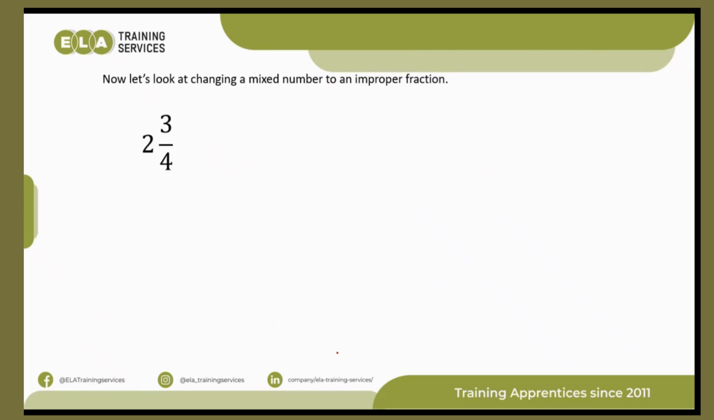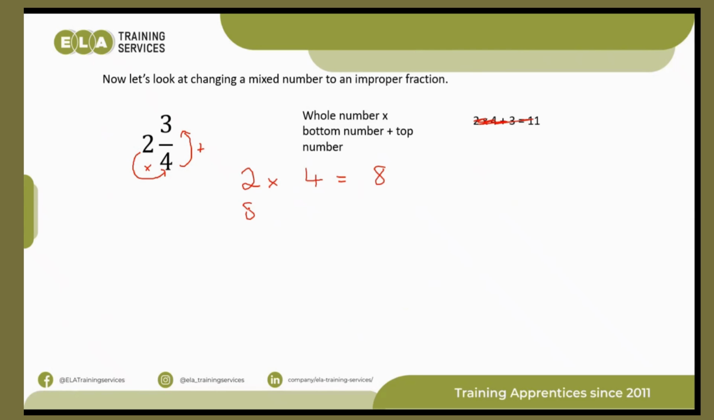Okay, now let's do it the opposite way. Now let's look at changing a mixed number to an improper fraction, because you might be asked to do this in your exam. Say we've got 2 and 3/4. We do our whole number multiplied by our bottom number, and then we add the top. I'll write this nice and big for you. 2 times 4, which is 8, then 8 add 3, which is 11, and then you keep the bottom number the same, so it becomes 11 over 4.